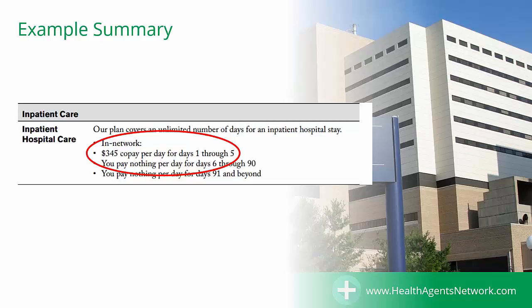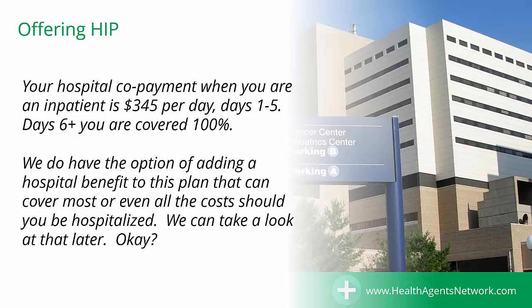So let's talk about that real quick. Here's how I would present it. Your hospital copayment when you're an inpatient is $345 a day, days 1 through 5. Days 6 and beyond, you're covered 100%. We do have the option of adding a hospital benefit to this plan that could cover most or even all the costs should you be hospitalized. We'll take a look at that later, okay?